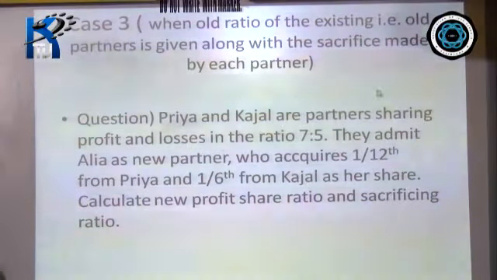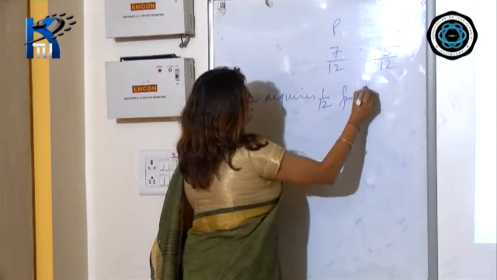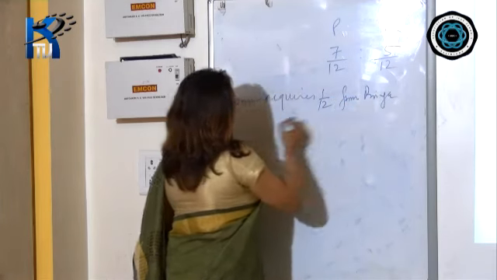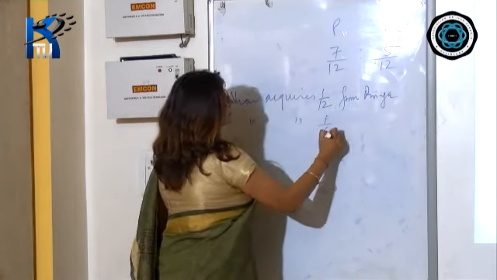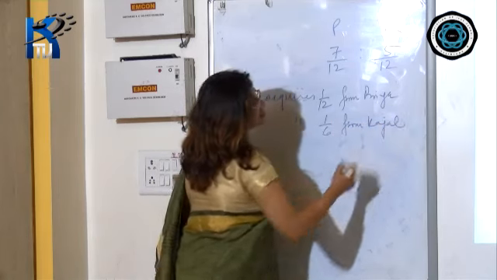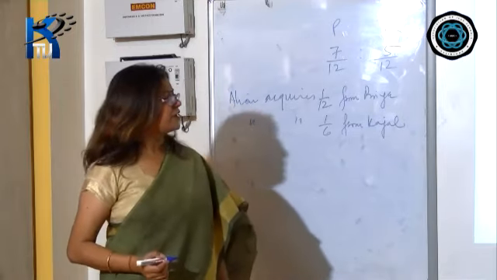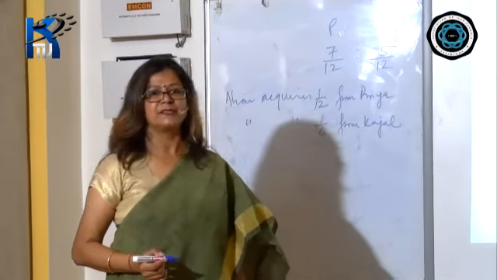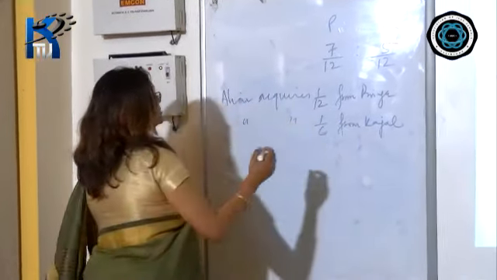So Alia acquires 1/12 from Priya and 1/6 from Kajal. This is what the question says. Calculate the new profit sharing ratio and the sacrificing ratio. So how do we go about this question?